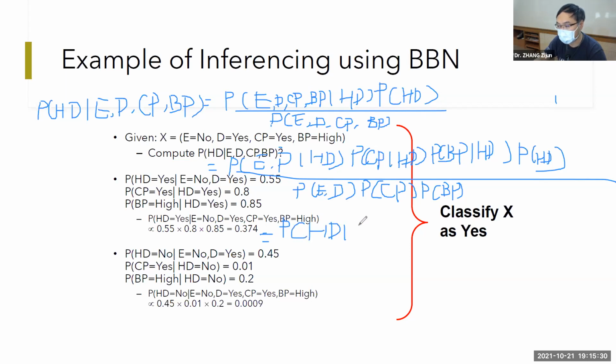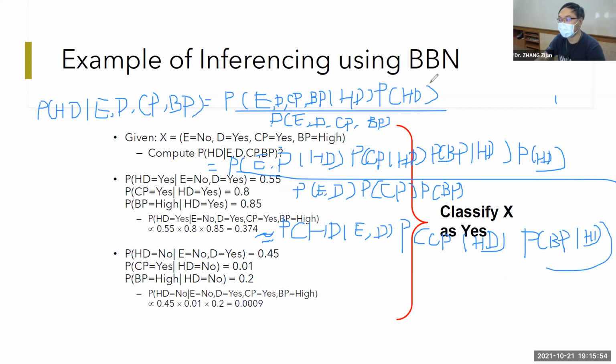And it is proportional to P(E_D conditional on H_D) and P(C_P conditional on H_D) and P(B_P conditional on H_D). Right? Then we will use this proportion to compute these two values, then do the comparison.